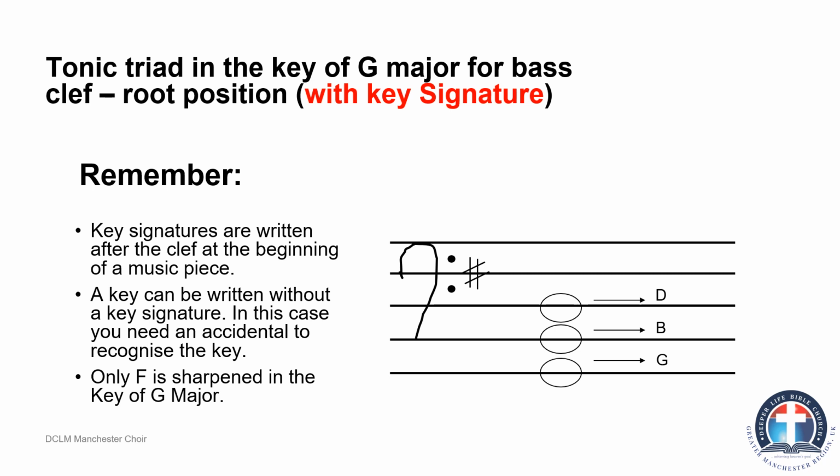So you see the F is sharpened because it's with key signature, so we have our key signature there, and then the tonic triad, see how it's positioned: G, B, and D. Right?